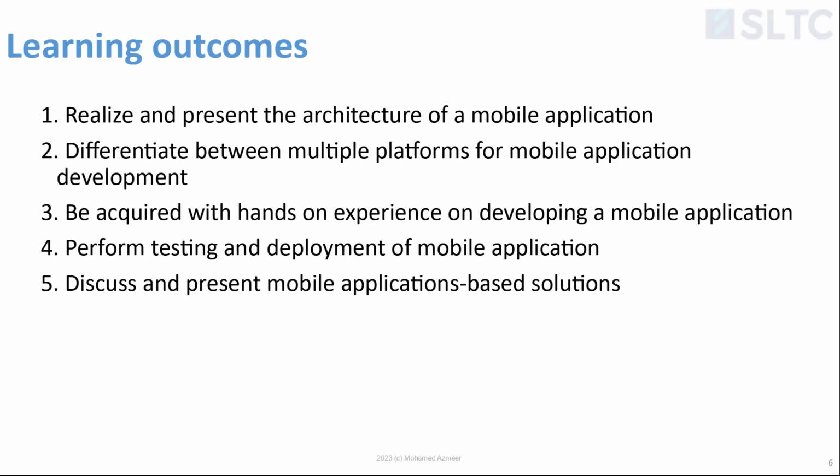It's very secure compared to, let's say, Microsoft, perhaps, right? So there are a lot of plus points why they choose the Unix kernel as the foundation of mobile applications. And number 2 is to differentiate between multiple platforms for mobile application development.